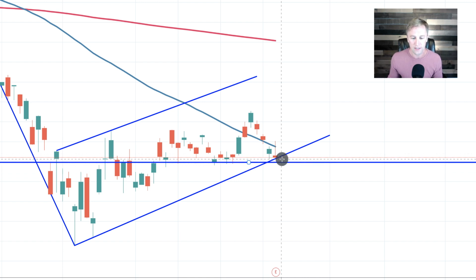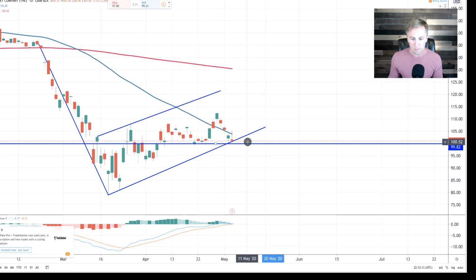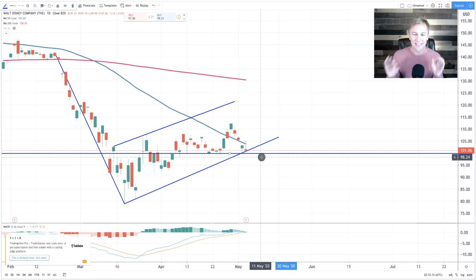And now we are right here at two special levels. We are at the trend line and we are at the support. So if we break and we close below this, I can definitely see this stock heading lower.